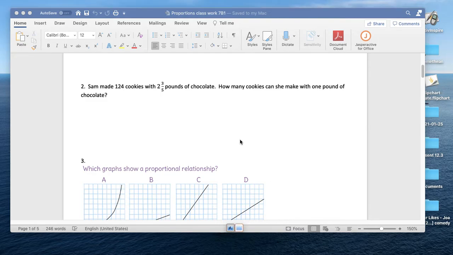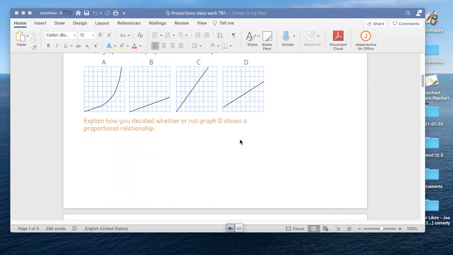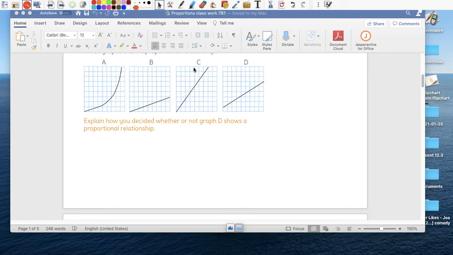Next one, which graph shows a proportional relationship? Well, as long as it goes through our origin, right? It crosses the y-axis at 0. It's a straight line. I forgot to say that. So this one, not proportional. This one, yes, it's proportional. This one is, yes, it's proportional. And this one, not proportional.